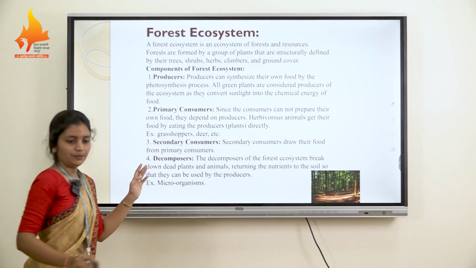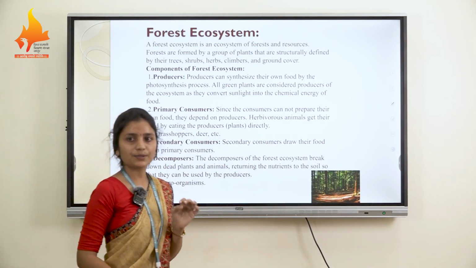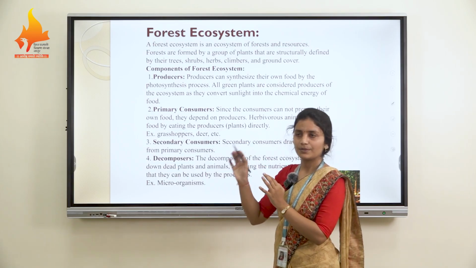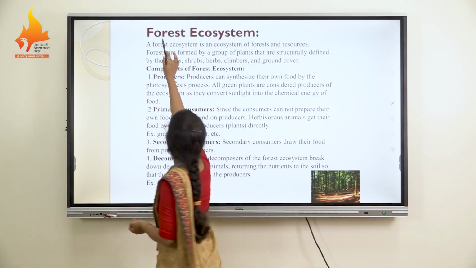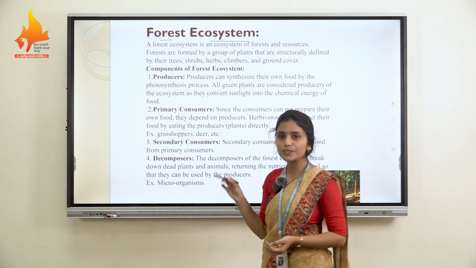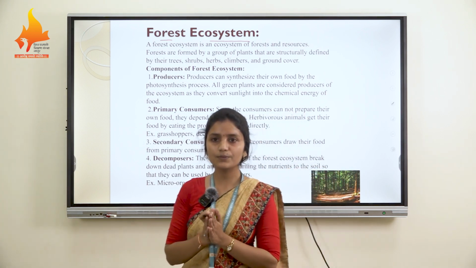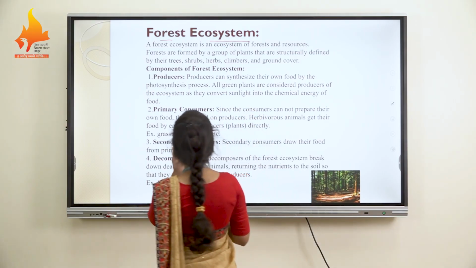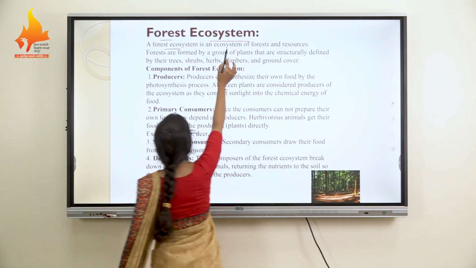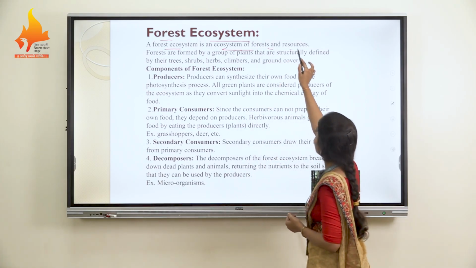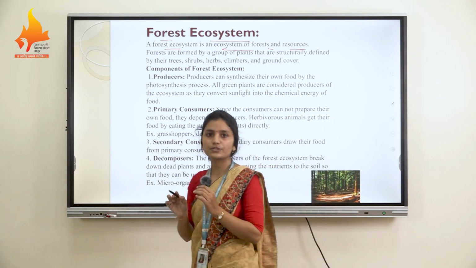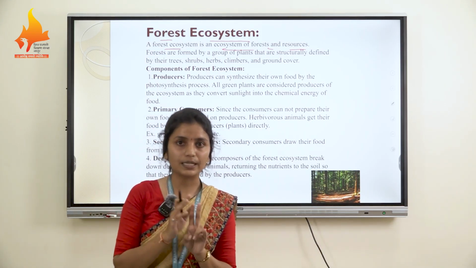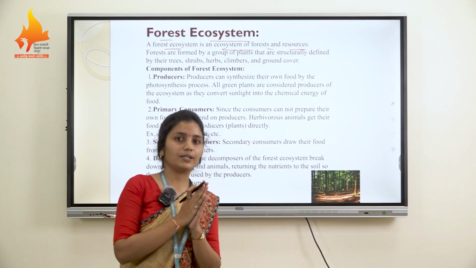Next, we will see them one by one: first the forest ecosystem, and next the aquatic ecosystem, for example, the pond ecosystem. First one is the forest ecosystem. What is forest ecosystem? The ecosystem which is found in the forest is called the forest ecosystem. The forest ecosystem is an ecosystem of forest and resources, and it includes two factors, that is biotic factor and abiotic factor.